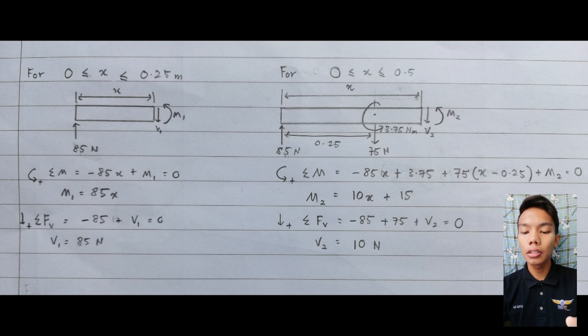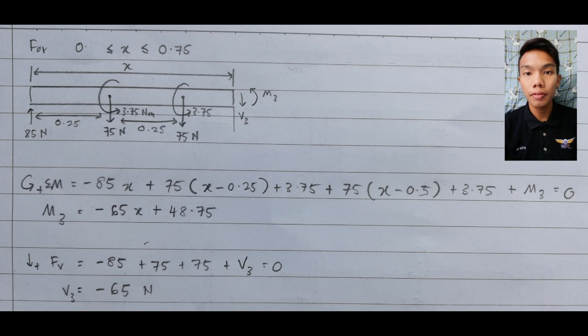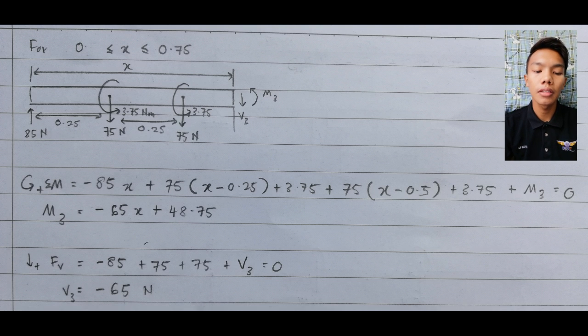So for the shear force, the total is negative 85 plus 75 plus V2 equal to 0. So V2 is equal to 10 Newton. Okay, so for the third part, we take the range between 0 until 0.75 and indicate it also as x. Here, for the moment counterclockwise is positive, and for the shear force downward is positive.